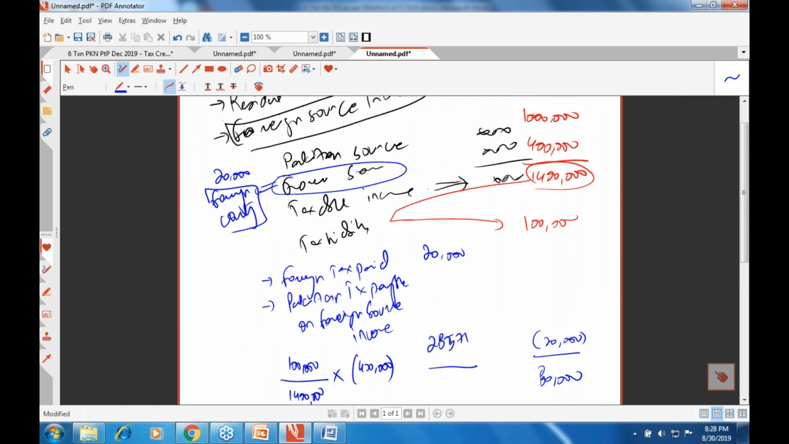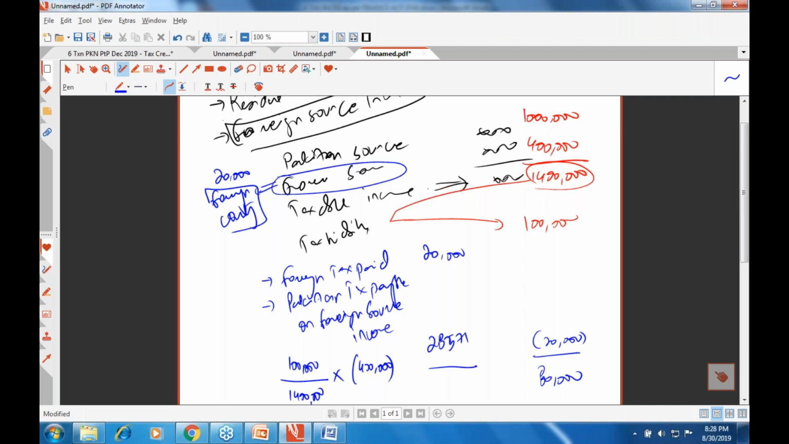Now try to see what I have done. I simply calculated the Pakistan source income. I added the foreign source income to it, and once I added the foreign source income, my total taxable income arises. Then I computed the tax liability based on the Pakistan tax rates, and then I calculated the foreign tax credit that can be claimed.